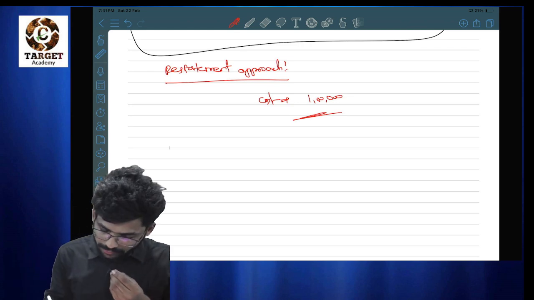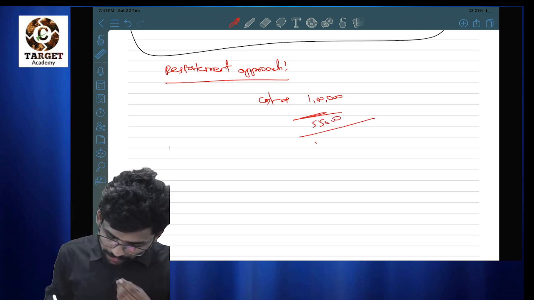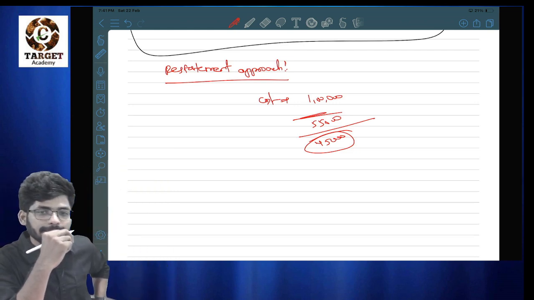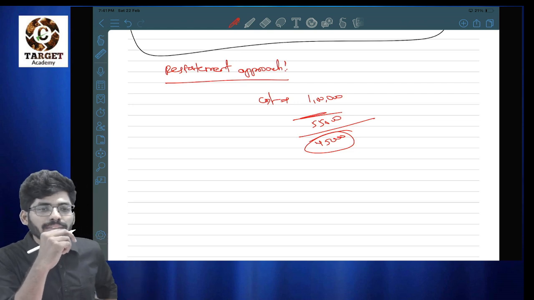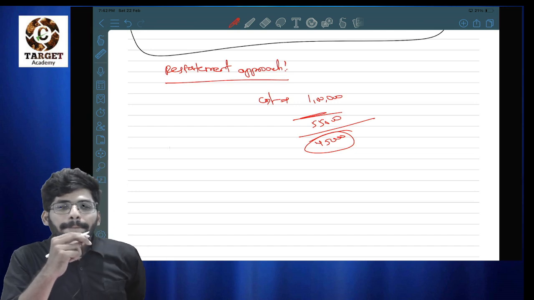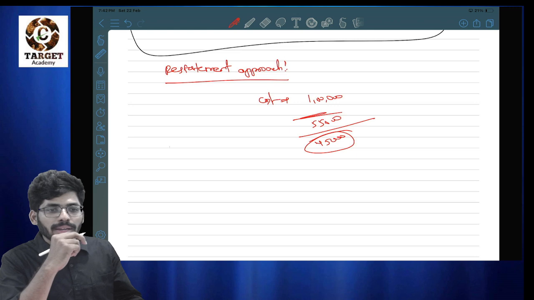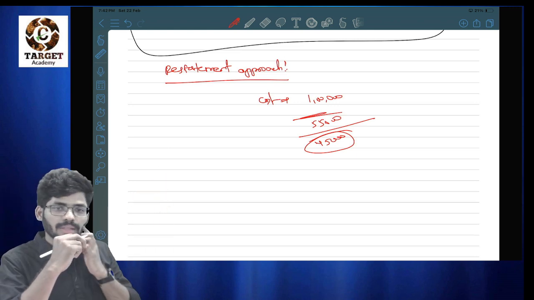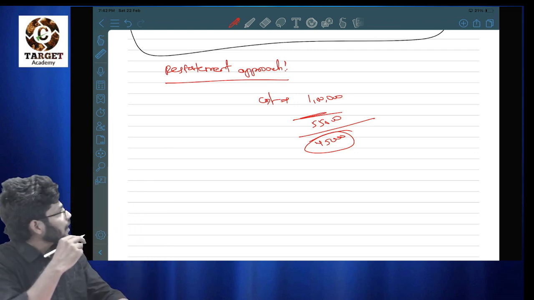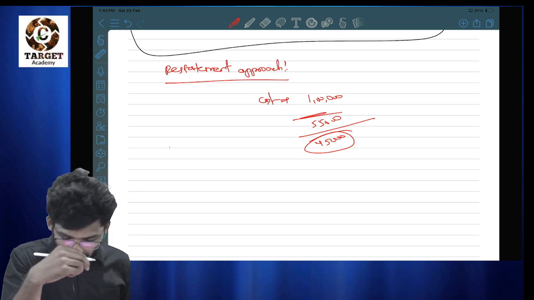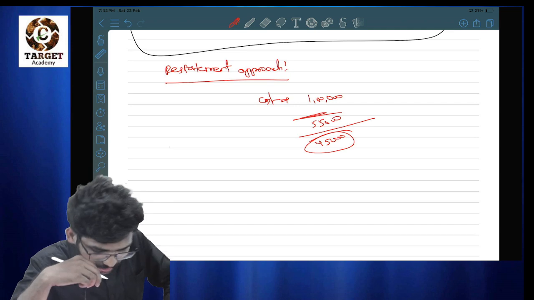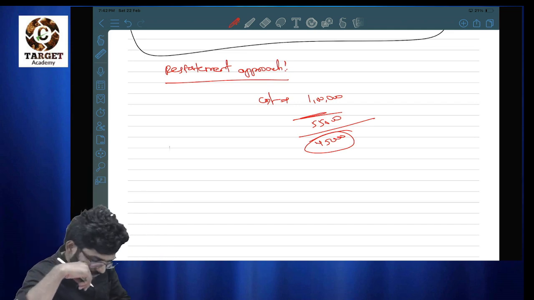Accumulated depreciation. What's the balance? 45,000. Clear? So in case of a restatement approach, we need to calculate the percentage of how much it has been changed. I mean from 1 lakh to the present value of 45,000, right? So can you please calculate the percentage of how much the amount has changed? Please calculate.